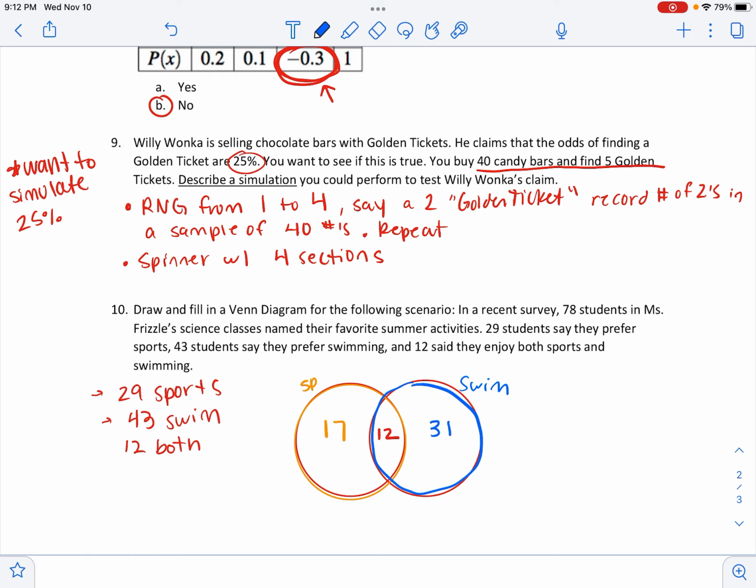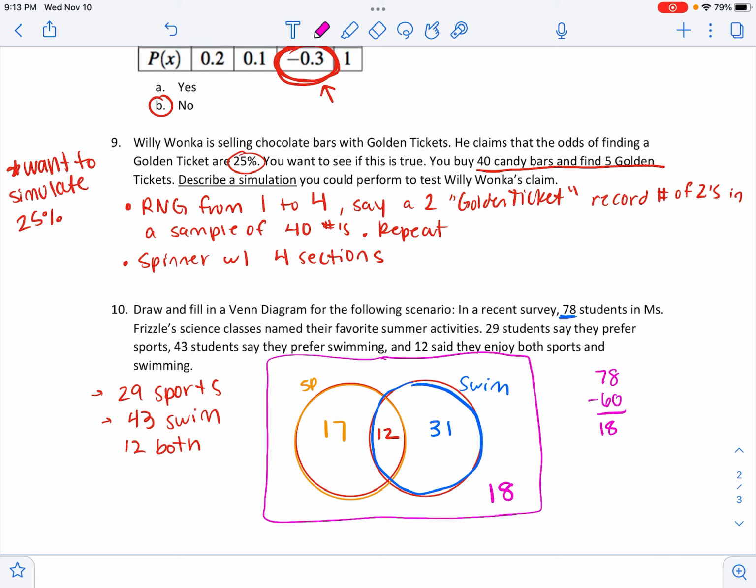Now, if you add these three numbers, 17 plus 12 plus 31, you only get 60. And we know that there's 78 students total in the class. Well, remember I said it's important that you include the box that represents your whole population, because even though some students might not have chosen sports or swimming, they're still important to us. So I'm going to take the 78 students total in the class, subtract the 60 that are accounted for within our Venn diagram right now, and there are 18 students who fall outside of the favorite activities of sports or swim.